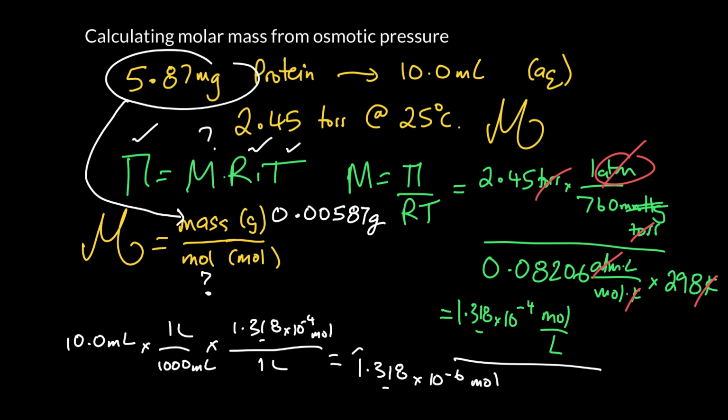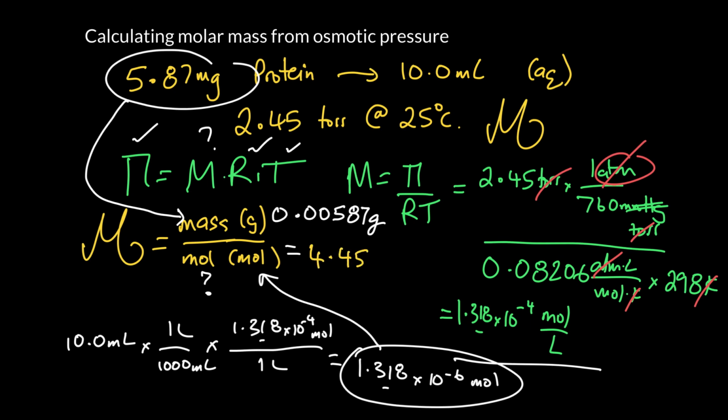And at this point, this number goes up here. So all I've got to do is divide 0.00587 grams by 1.318 times 10 to the minus 6 of a mole. You can see I am dividing a really teeny tiny number into a small number, but that's much smaller than that, so it's going to give me quite a big value at the end of the day. And I get 4.45, rounded to 3 significant figures, times 10 to the 3 grams per mole. So that is 4,450 grams per mole. That makes sense because proteins are kind of large molecules, so to have a large molar mass is something I should be expecting.